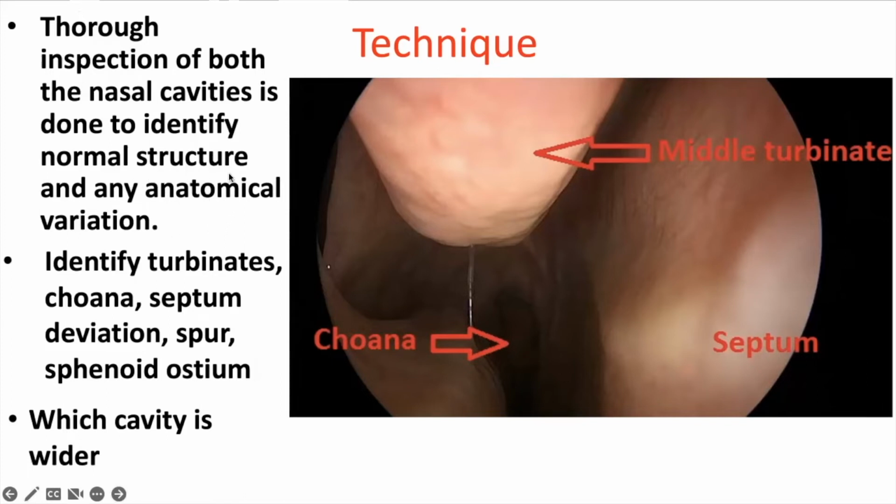So identify the turbinates: the inferior turbinate and the middle turbinate. The inferior turbinate is most inferior, and the first turbinate which you come across in the nasal cavity, most anteriorly, and the middle turbinate as shown here, the choana and the nasal septum. All these structures on both sides should be inspected, and you should find out which cavity is wider.